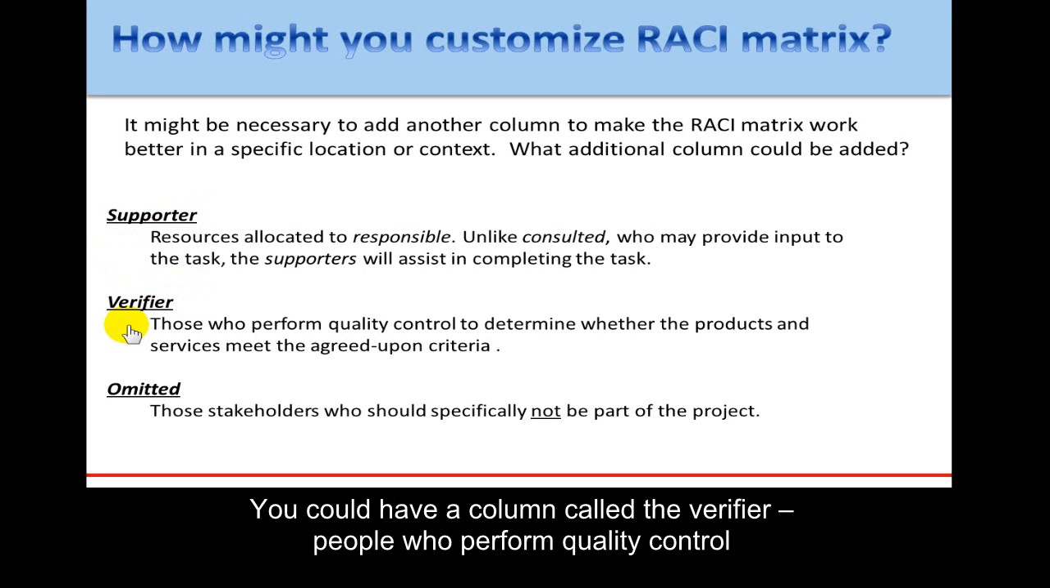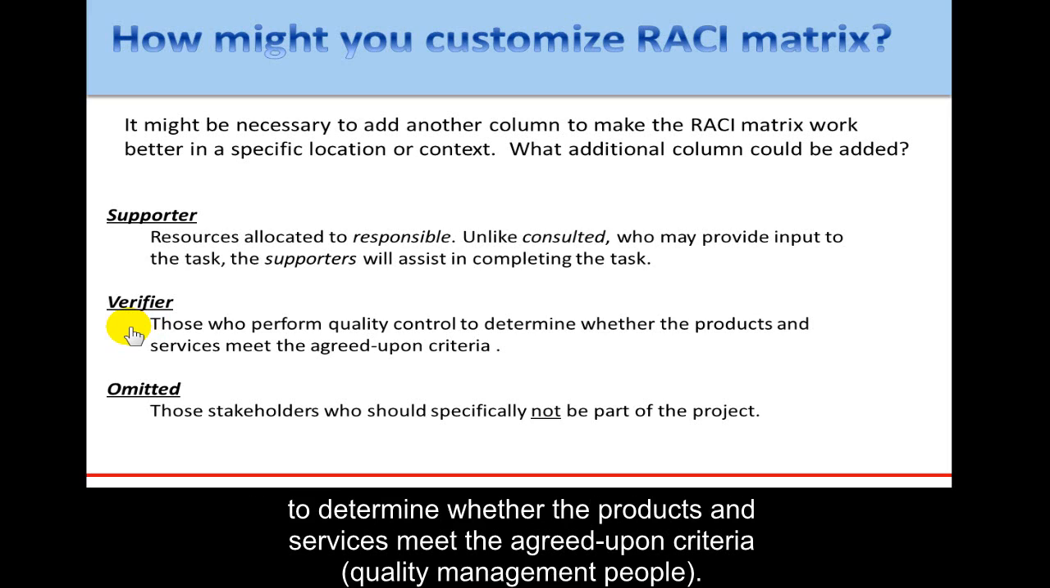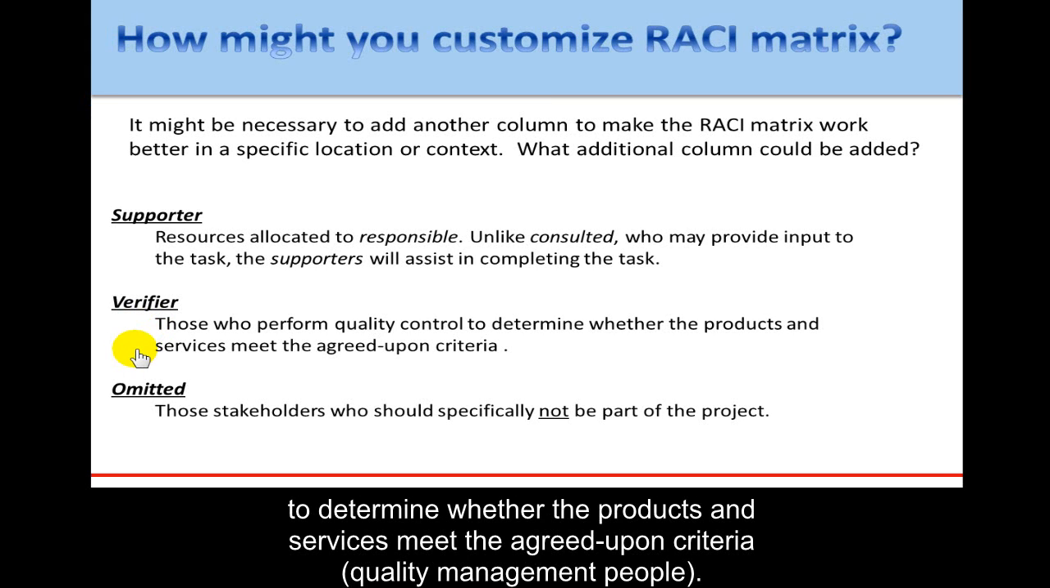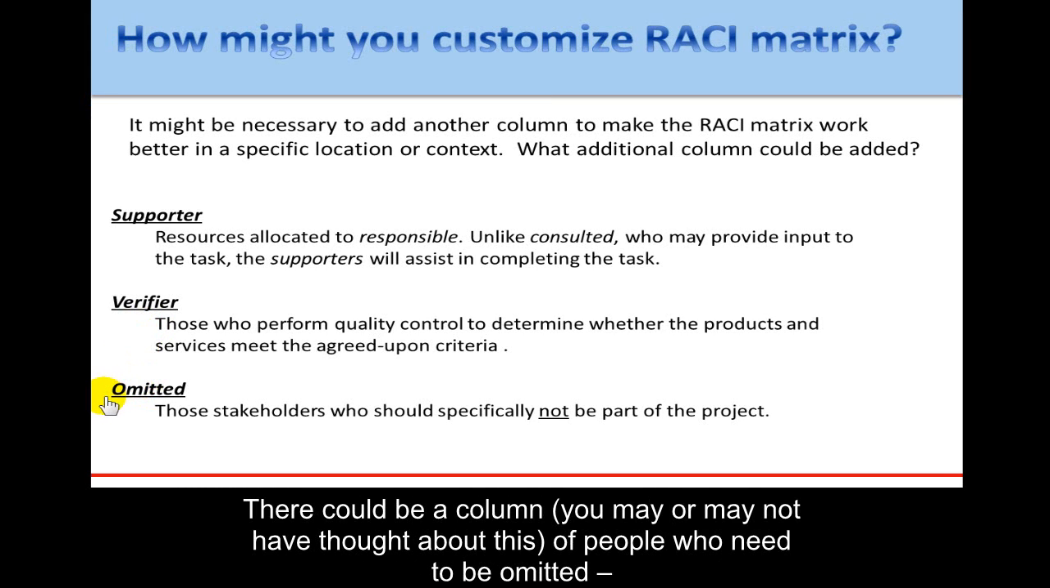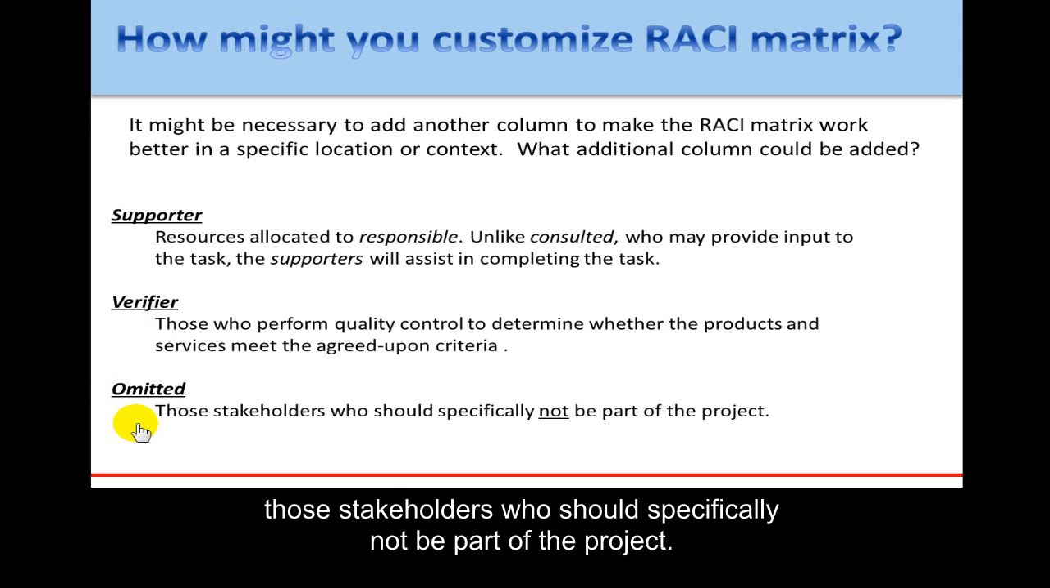That would be people who perform quality control to determine whether the products and services meet the agreed upon criteria. So they're kind of the quality management people. And then there could be a column, and you may or may not have thought about this, of people who need to be omitted. Those stakeholders who should specifically not be part of the project.